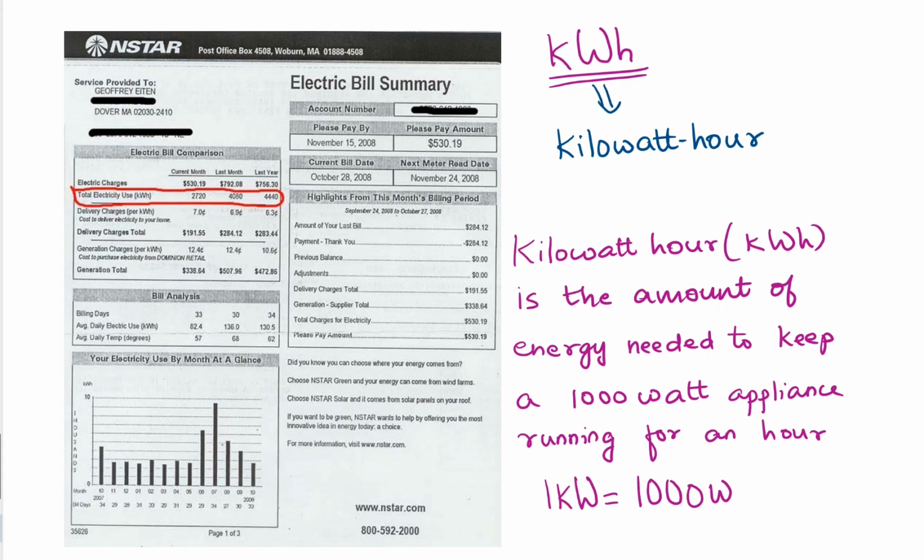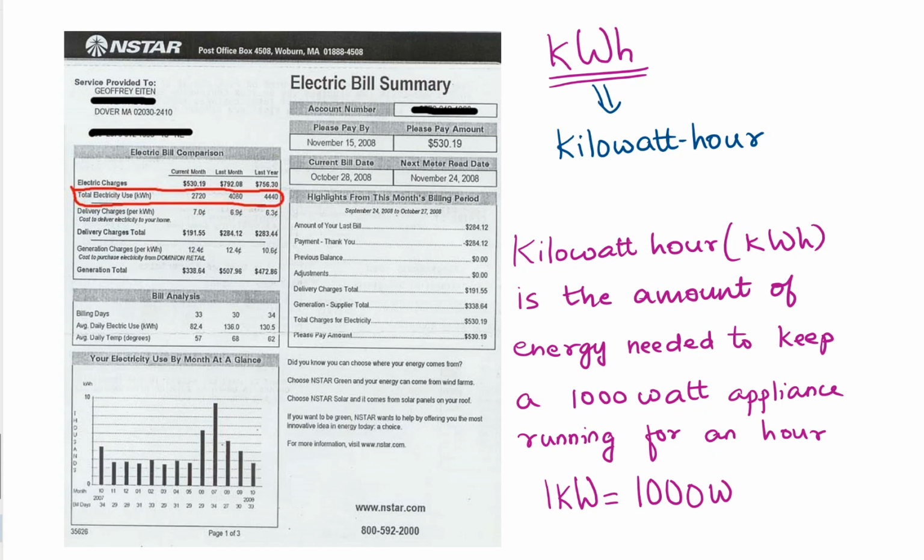So how do I define the term kilowatt hour? Kilowatt hour is the amount of energy needed to keep a 1000-watt appliance running for an hour. So if you have a 1000-watt appliance and if you keep it running continuously for 1 hour, the amount of electrical energy consumed will be equal to 1 kilowatt hour. And if you want to convert kilowatt into watts, 1 kilowatt is 1000 watts.